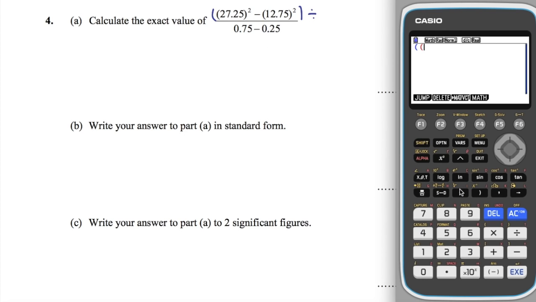So I'm going to put two brackets and then 27.25 bracket squared minus bracket 12.75 squared, and then the brackets again. So those big brackets are containing that top line, and then I can just say divided by, and then put the bottom in brackets as well. So as I said, you can write it in as a fraction or you can just use brackets and it's just as good. So making sure everything's in the right place and then equals, and I get 1160.